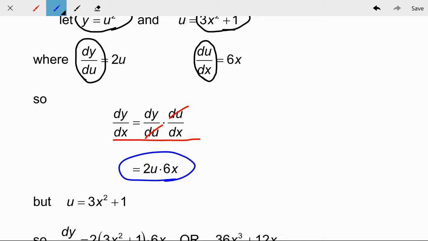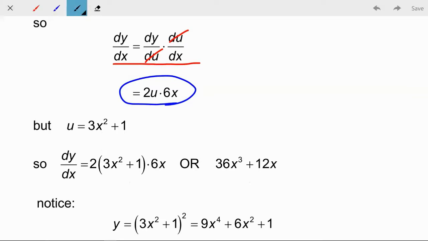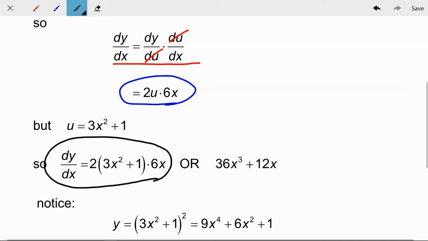I don't want my derivative in terms of u. I want my derivative in terms of x. So remember, u was the same as 3x squared plus 1. Now we're going to substitute that back in. And in the end, here's the solution we come up with when we substitute that in. If you simplify it down, you get 36x cubed plus 12x.